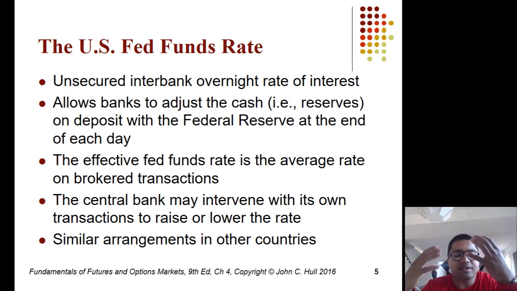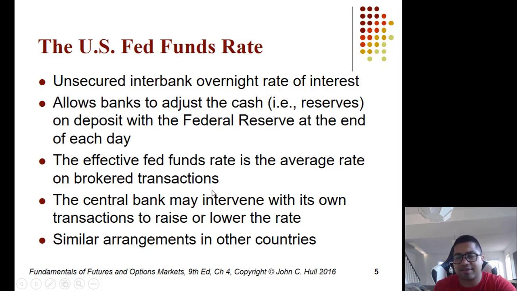So once again, the Federal Reserve mandates that banks keep deposits with the Federal Reserve if there is a mismatch between assets and liabilities, that is, liabilities are more than assets. Now certain banks do not meet those requirements, so they have to keep reserves with the Feds. So they will borrow from other banks to meet those requirements. Now the rate that other banks are charging for the overnight borrowing that is happening is called the US Fed fund rate. So it allows banks to adjust the cash, that is reserves on deposit, with the Federal Reserve at the end of each day. The effective Fed fund rate is the average rate on the brokered transactions.